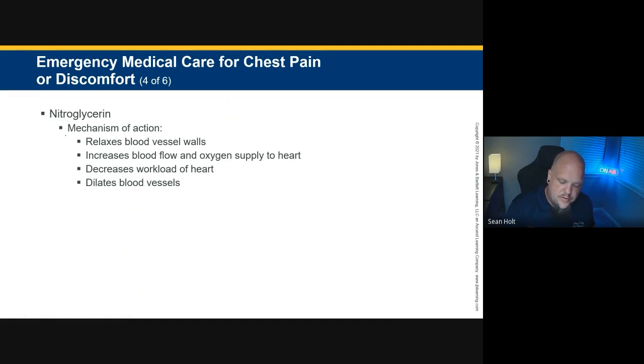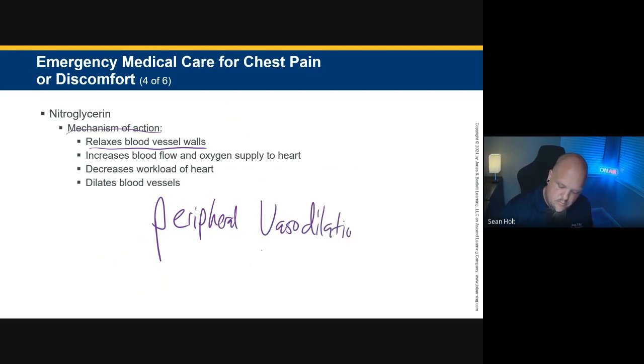So nitroglycerin, its mechanism, it's going to relax blood vessels, vasodilate, and specifically peripheral vasodilation, which means it's going to happen not necessarily in the heart by itself, but everywhere else in the body. Those vessels are just going to get a little bit wider, a little bit larger lumen. Okay, that's peripheral vasodilation. What does that do for us?